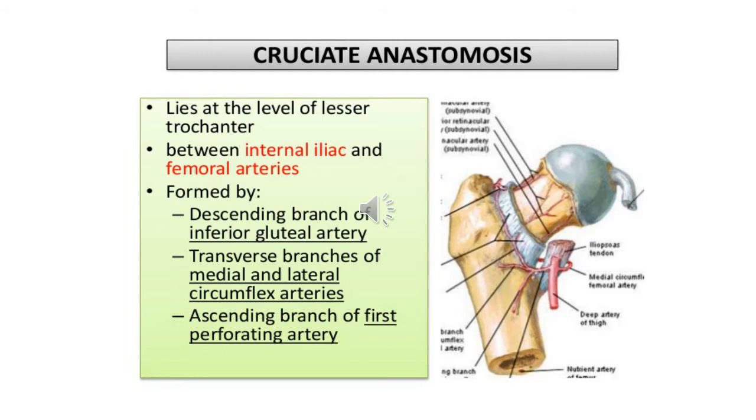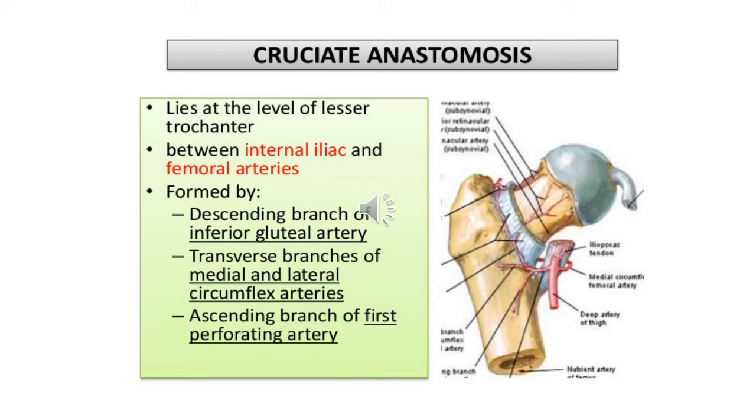Cruciate anastomosis is situated over the upper part of the back of femur at the level of the middle of the lesser trochanter. It is formed from above by the anastomotic branch of the inferior gluteal artery, then below by the ascending branch of the first perforating artery, medially by the transverse branch of medial circumflex femoral artery, and laterally by the transverse branch of the lateral circumflex femoral artery.